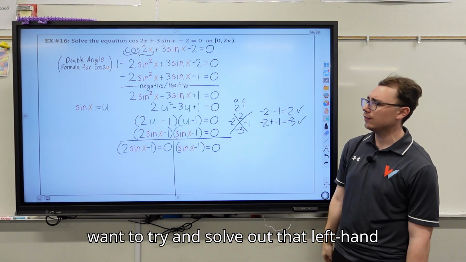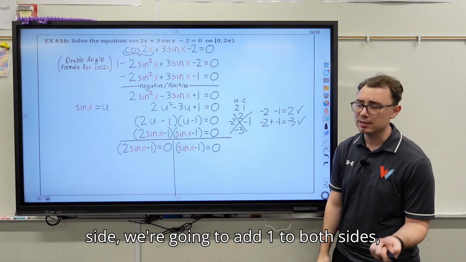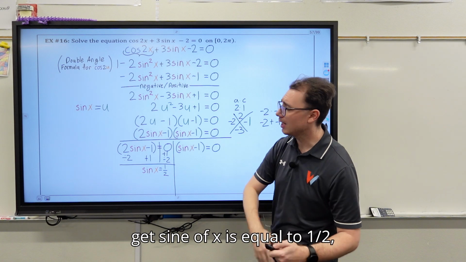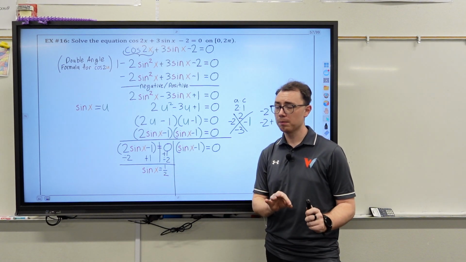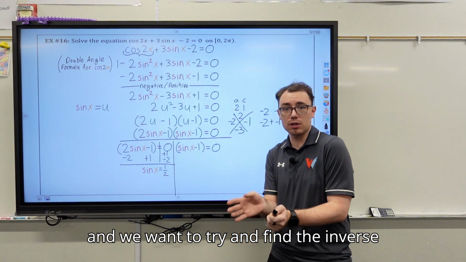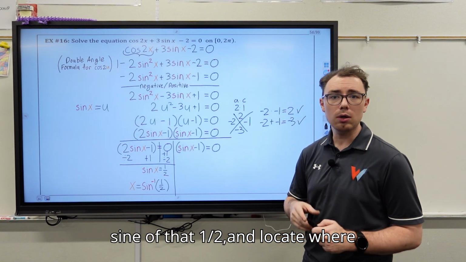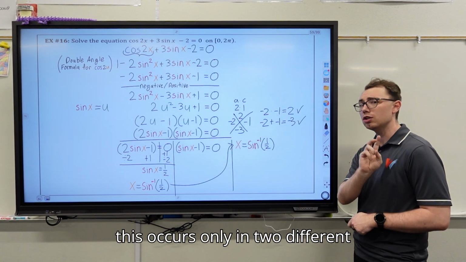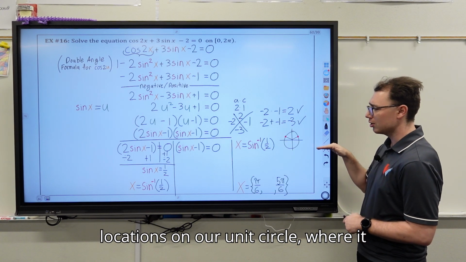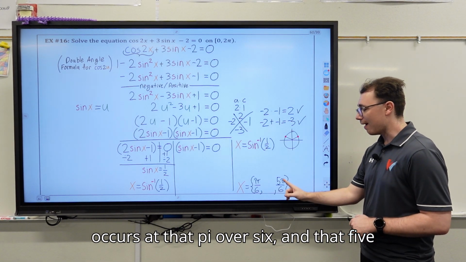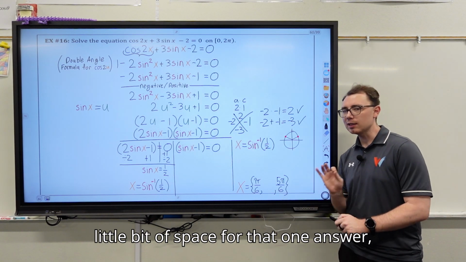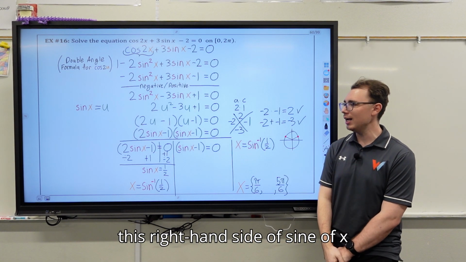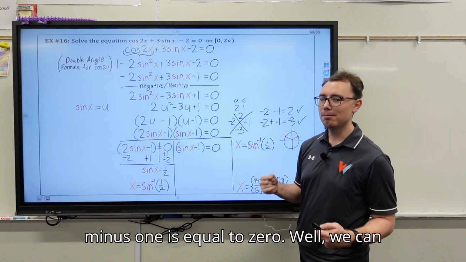We want to try and solve out that left-hand side. Well, to solve out that left-hand side, we're going to add 1 to both sides, divide by 2, and eventually we'd get sine of x is equal to 1/2. And we want to try and find the inverse sine of that 1/2 and locate where that is on our unit circle. Well, we bring that over to here. We know that this occurs only in 2 different locations on our unit circle, where it occurs at that pi over 6 and that 5 pi over 6, making sure to leave a little bit of space for that one answer, bit of a foreshadow for the solution for this right-hand side of sine of x minus 1 is equal to 0.